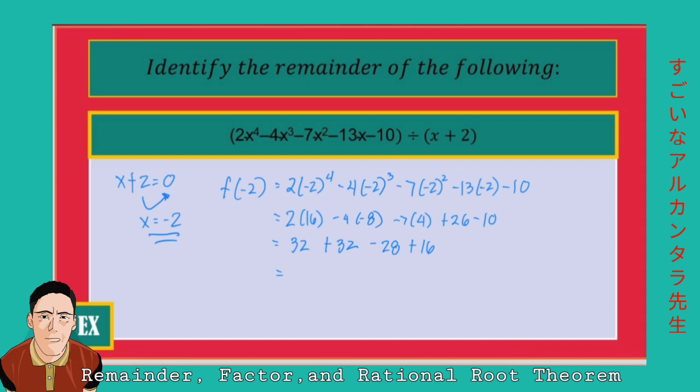64 minus 12, we'll have 52. Yep, I think it's 52. Am I correct? It's 52, the remainder. 64 plus 16, that's going to be 82.